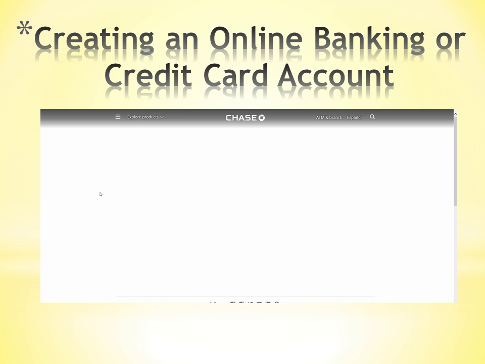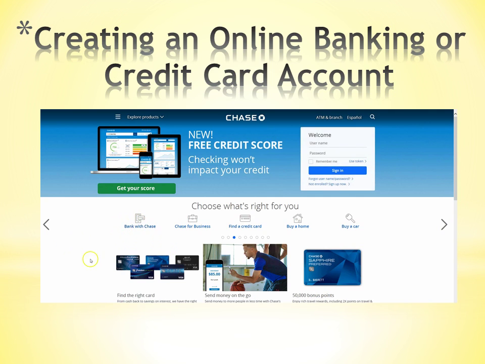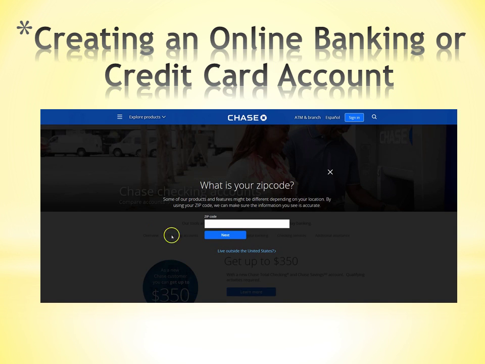And now it's kind of redirecting me to Chase. And here you can see Bank with Chase, Chase for Business, find a credit card, buy a home, buy a car, and it continues. Save money. It just really depends on your bank on what they offer. So I'm going to go with Bank with Chase. I am going to go ahead and put my zip in.